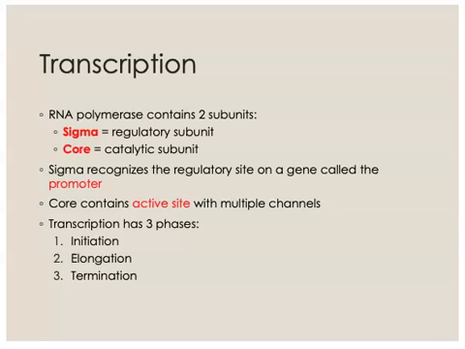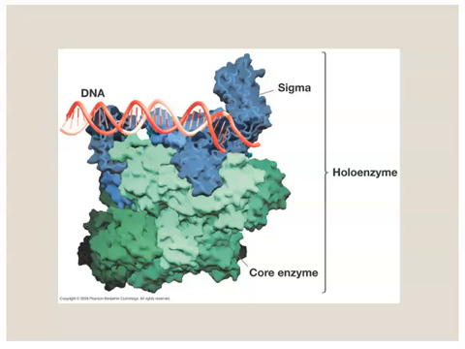Transcription can be broken down into 3 phases, what we call the initiation phase, the elongation phase, and the termination phase. And we'll talk about each one of these separately. On this slide, we can see a representation of the RNA polymerase enzyme in bacteria. Now you can see this term holoenzyme over on the right-hand side. This is a depiction of the fact that both the sigma subunit and the core subunit are depicted.